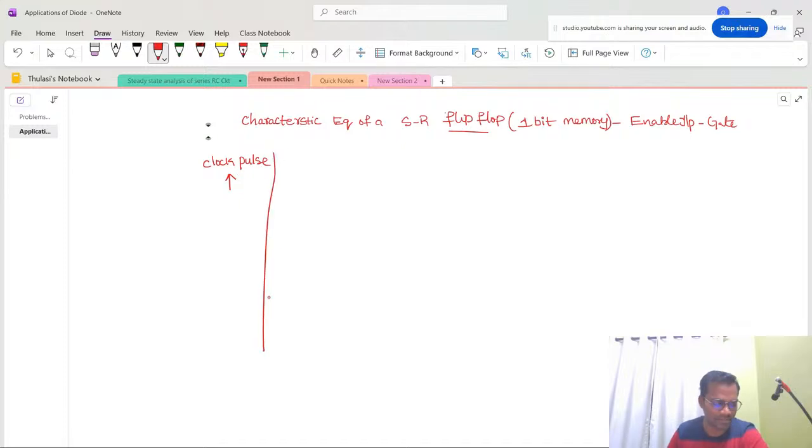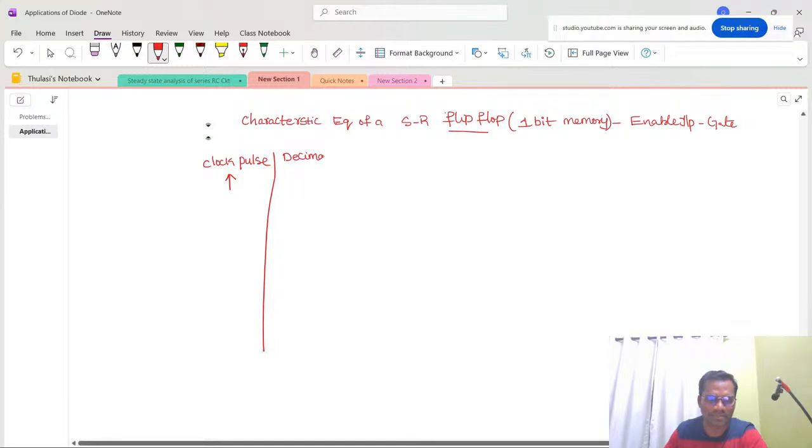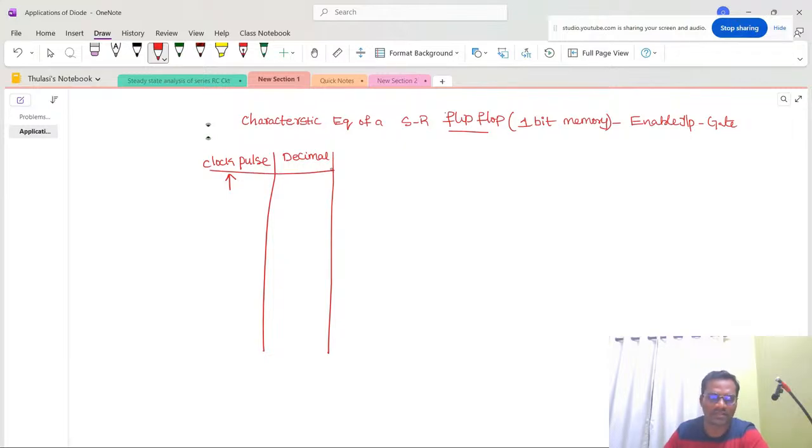Now after the clock pulse we are going to have the decimal numbers. Let's see how many possible decimal numbers there are. The inputs I'm going to have are S as one input, R as another input, and Qn is one state, and another state is Qn plus 1, where Qn is called the present state, as well as Qn plus 1 is called the next state.